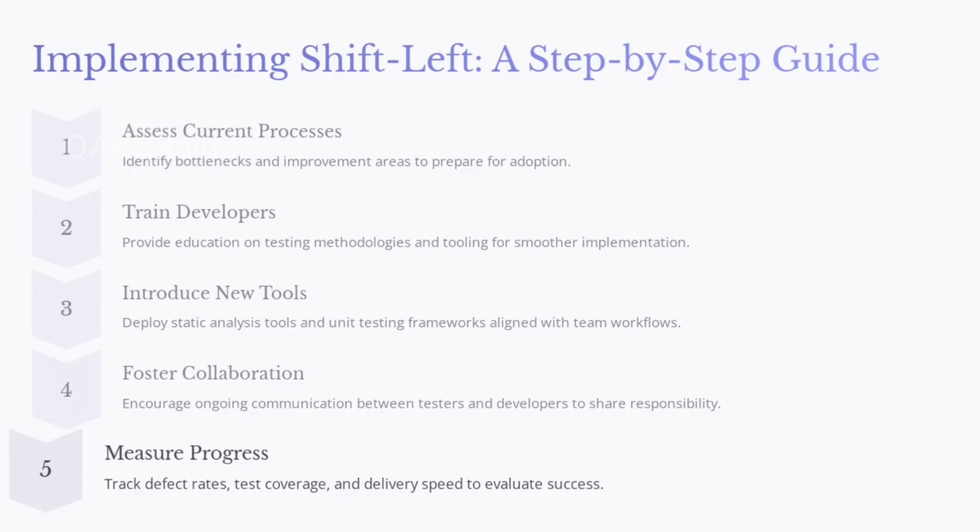Now, measuring the process is a very important thing here, because we need to track the defect rates, we need to track the test coverage, we need to track the delivery speed. So it will help us to evaluate the success of the whole testing effort. So that is called the shift-left testing technique. These five things I got from the internet. These are all actually a step-by-step guide for the shift-left testing technique.